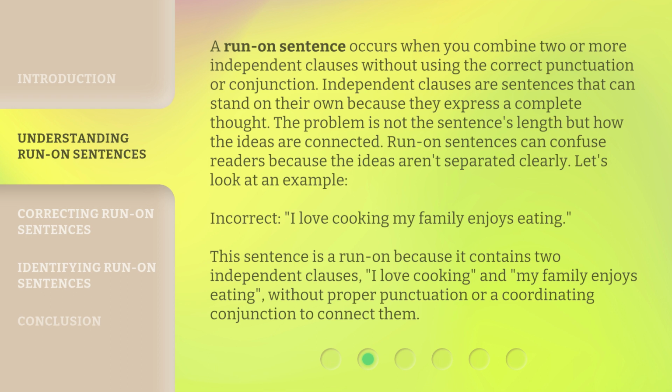Let's look at an example. Incorrect. I love cooking, my family enjoys eating. This sentence is a run-on because it contains two independent clauses, I love cooking, and my family enjoys eating, without proper punctuation or a coordinating conjunction to connect them.